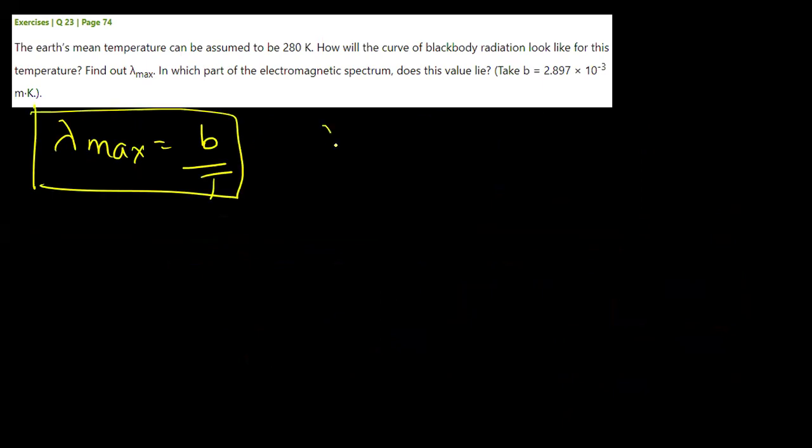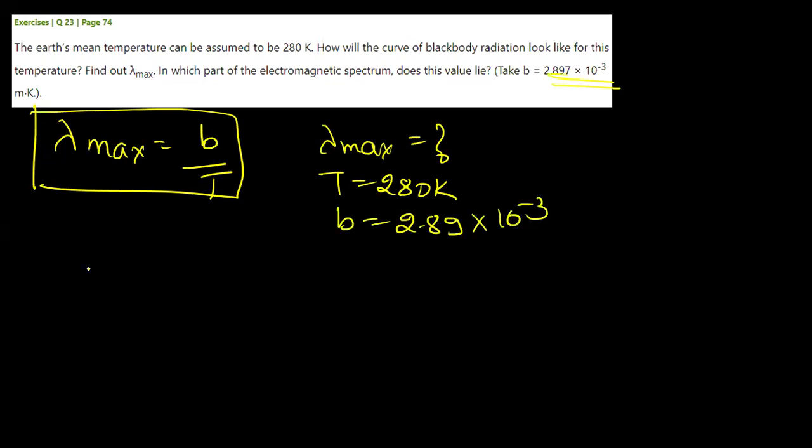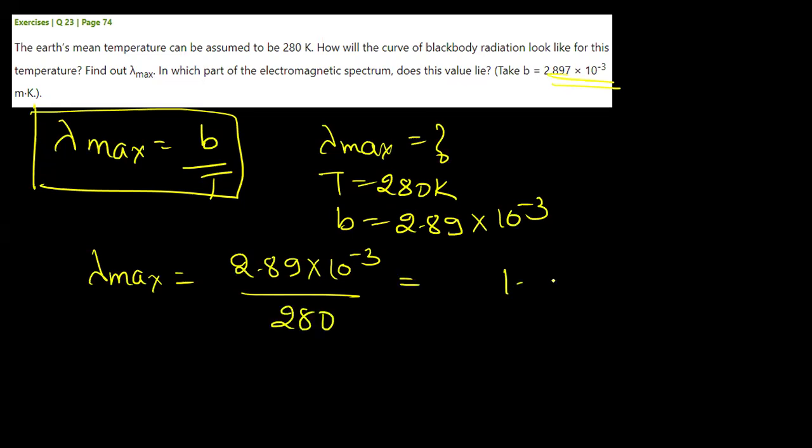The Earth's mean temperature can be assumed to be 280 Kelvin. How will the curve of a black body radiation look for this temperature? Find out lambda maximum, and in which part of the electromagnetic spectrum does this value lie? Now we know that lambda max equals b by T, Wien's displacement law. Lambda max is what I'm supposed to find. Temperature is given as 280 Kelvin. Wien's constant is given in the question, b equal to 2.89 into 10 raised to minus 3. So lambda will be equal to 2.89 into 10 raised to minus 3 upon 280. When you solve this, you get 1.035 into 10 raised to minus 5 meter.